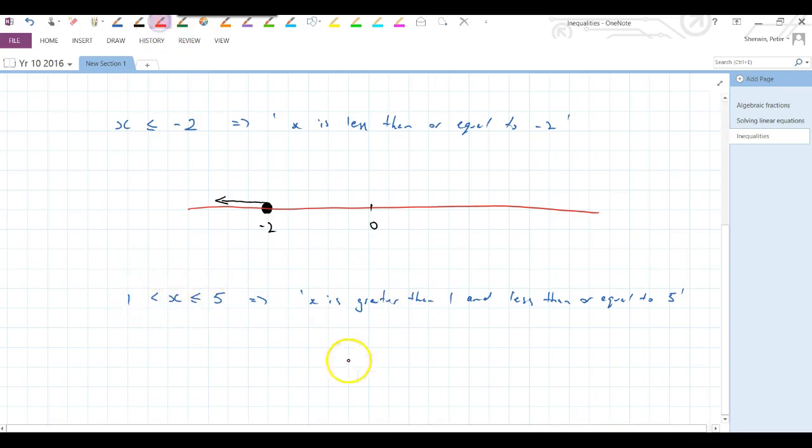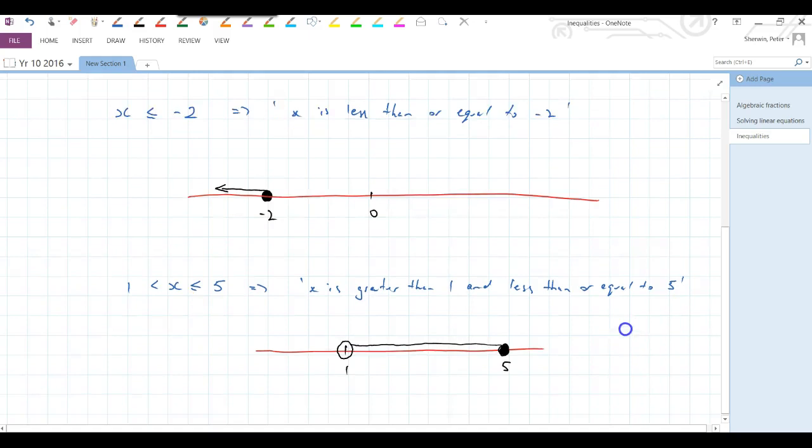So on the number line, this would look like so. We'd have 1 here, we'd have 5 here. Now what do you think? We take x is greater than 1, so open circle around the 1. We're not including the 1, we are including the 5, so we'll fill that in. And we just draw a line, we connect the two, like so. So that's this particular inequality here.